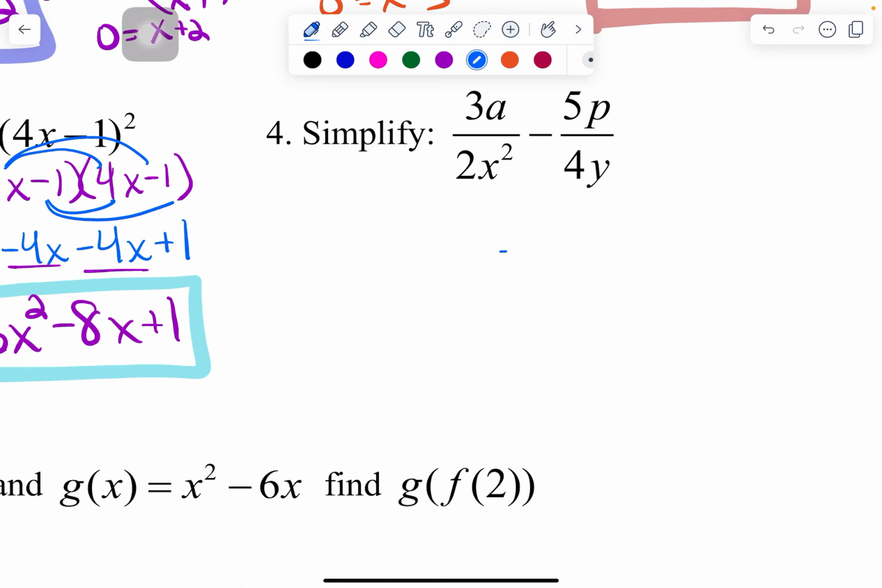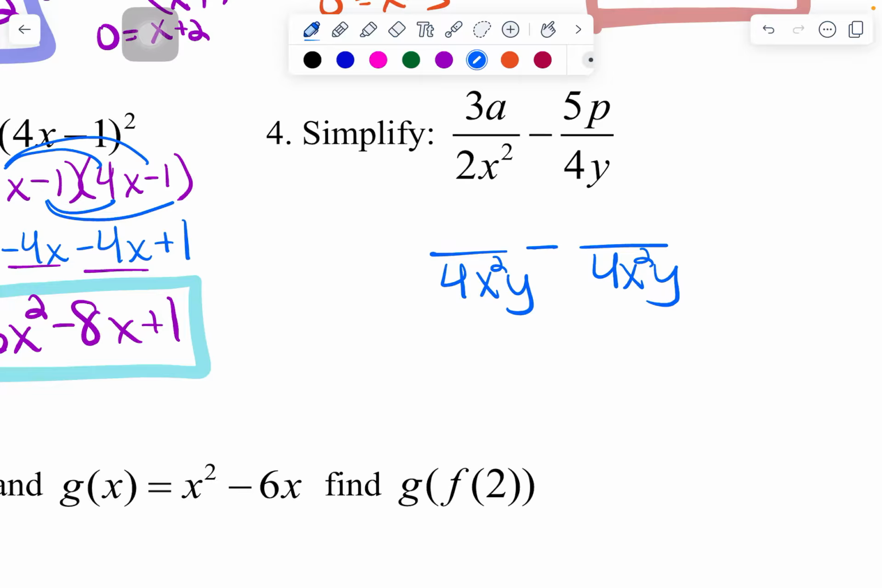So I need a common denominator for, let's say, 2 and 4. That's going to be 4. This denominator has x squared, so I need an x squared. And then this denominator has y, so I need y. So altogether, I need 4x squared y. So to get from 2x squared to 4x squared y, that means I had to multiply by 2y.